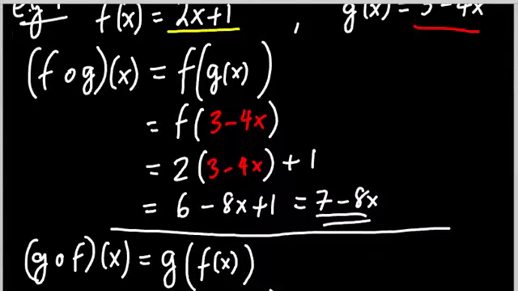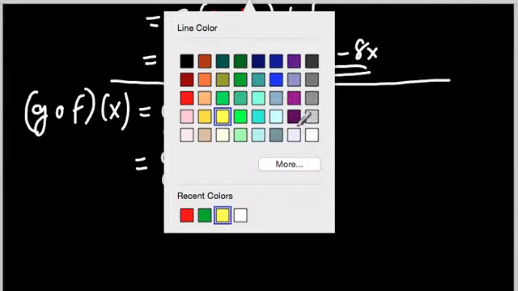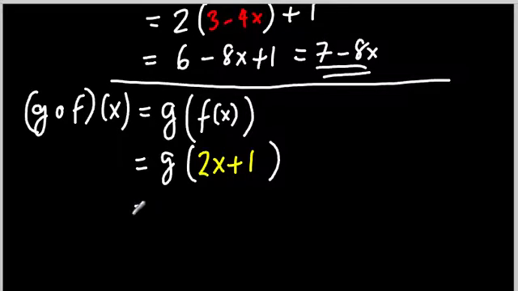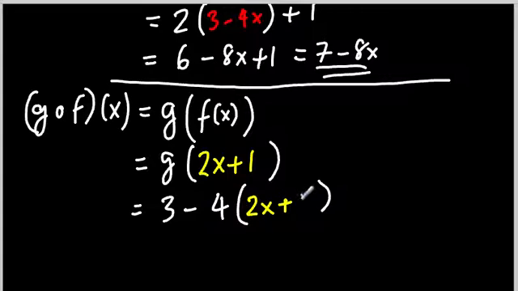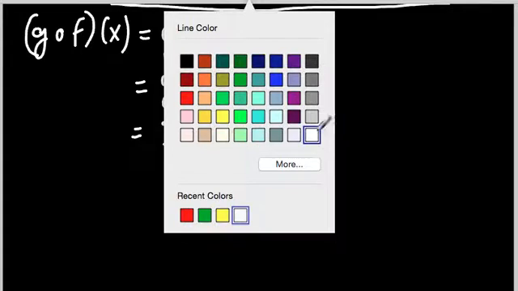So it's going to be 3 minus 4, but instead of x, it's going to be something else. And what is that something? Well, it's 2x plus 1. So it's 2x plus 1. And now what is that equal to?